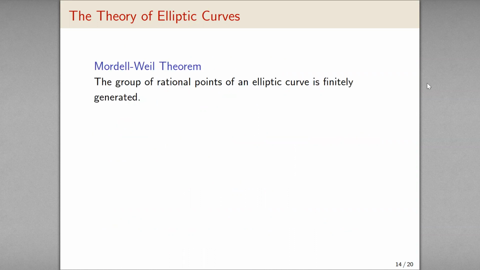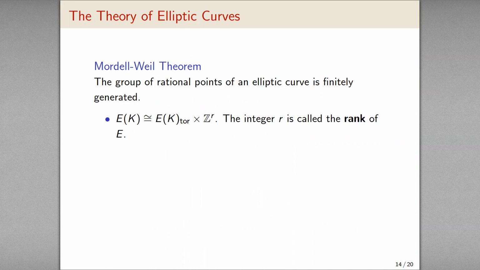Now, we have the following interesting theorem called the Mordell-Weil theorem, which states that the group of rational points of an elliptic curve is finitely generated. Since we are working in an abelian group, this implies that the group of rational points is isomorphic to the direct product of its torsion subgroup and Z to the r for some integer r. This integer r is called the rank of the elliptic curve E.